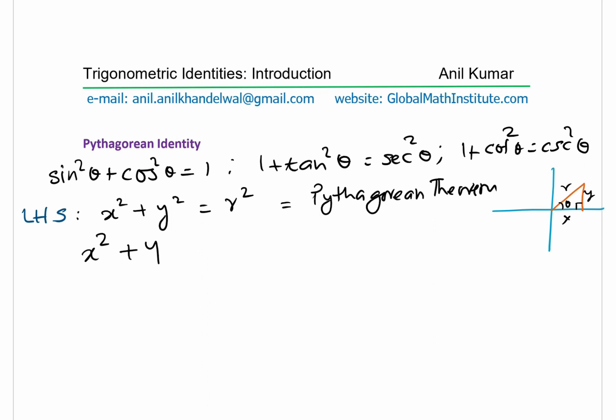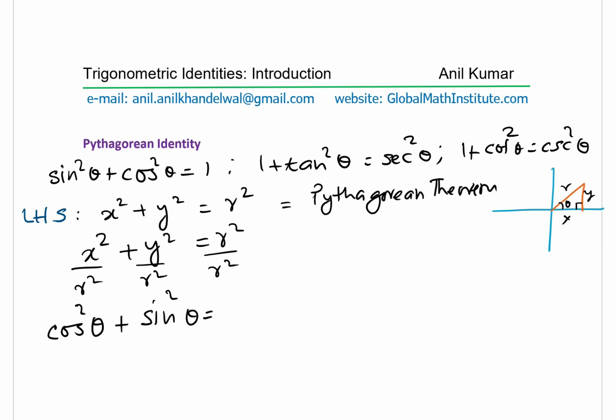So we have x square plus y square equals to r square. And if I divide all of them by r square, then we get x over r square, x over r, which is cos. Do you see that? So we get cos square theta plus sine square theta equals to r square over r square is 1. So we have shown the first identity.